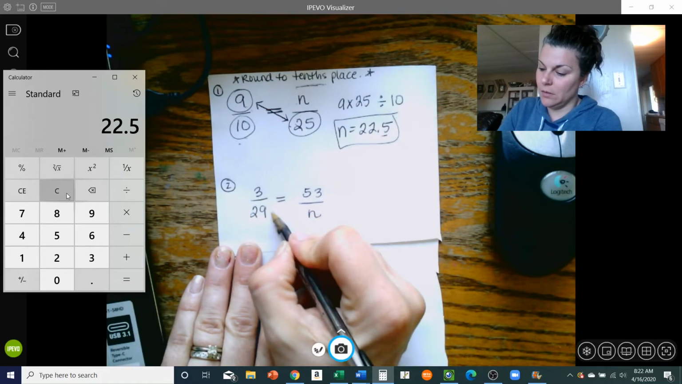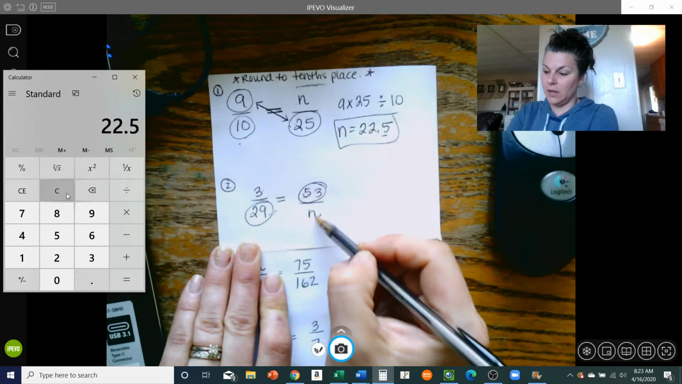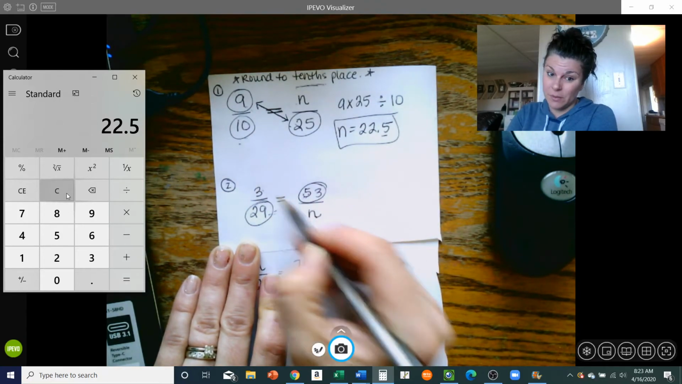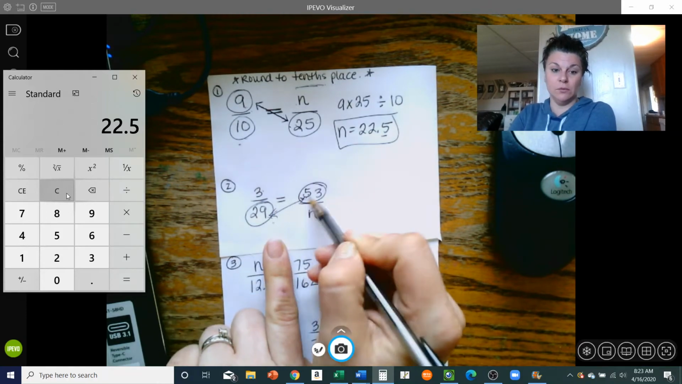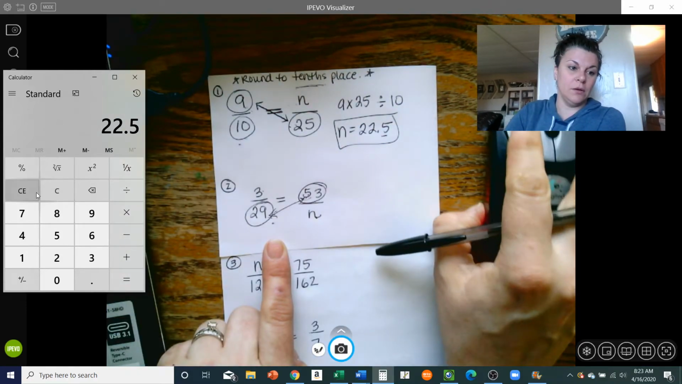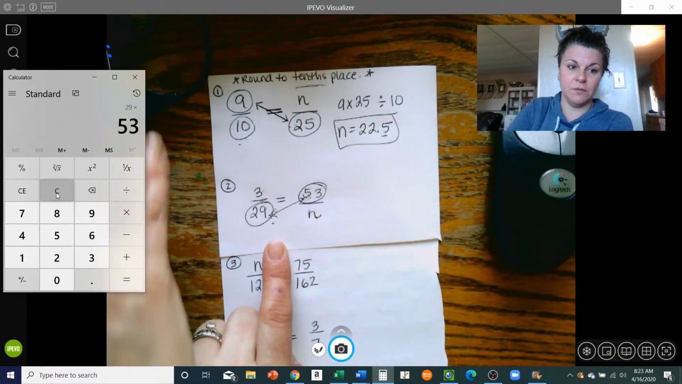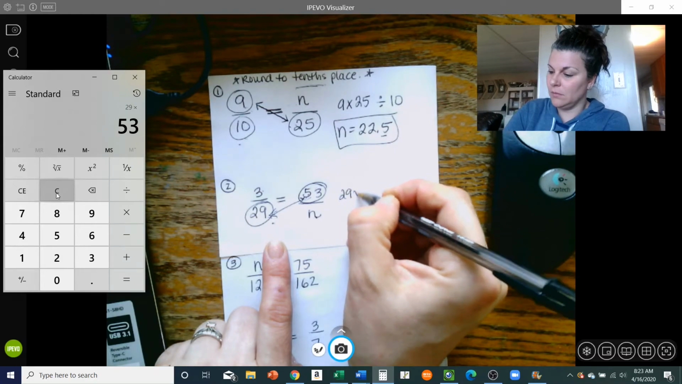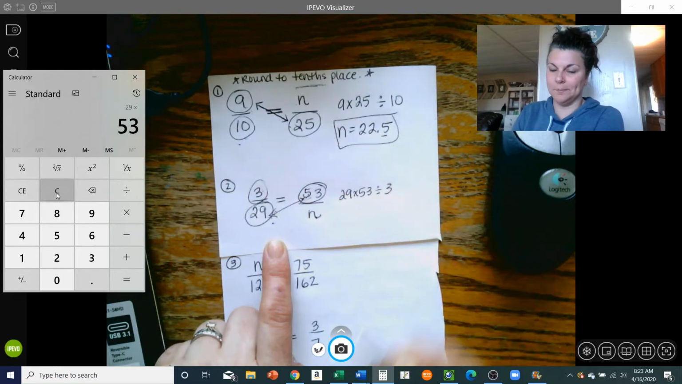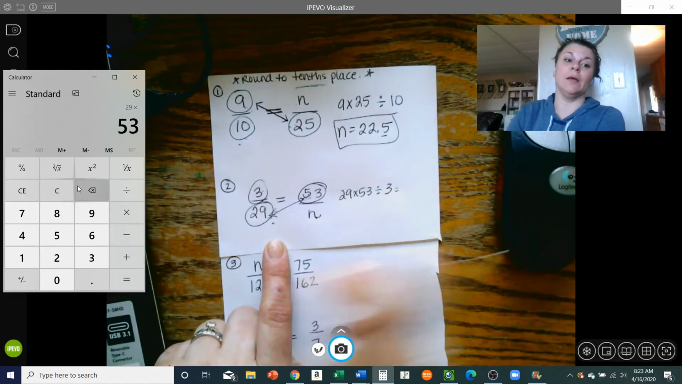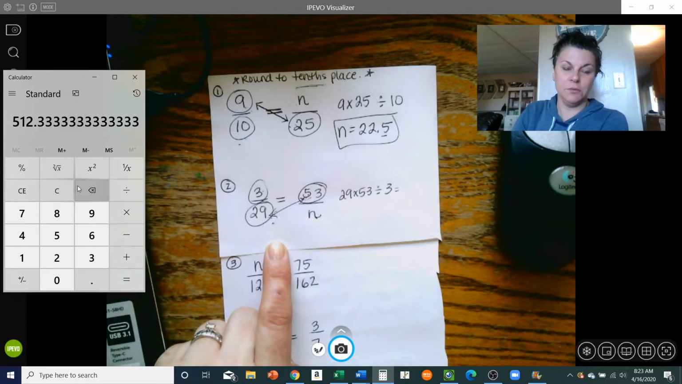Okay, here, these two are at a diagonal, not 3 and n, because I don't know n, so I can't multiply those yet. I can multiply the diagonal numbers that I know. So I will do that. So 29 times 53. And then I'm going to divide that by the third number, 3. And I'm using my calculator because I don't need to spend the time doing all of that.